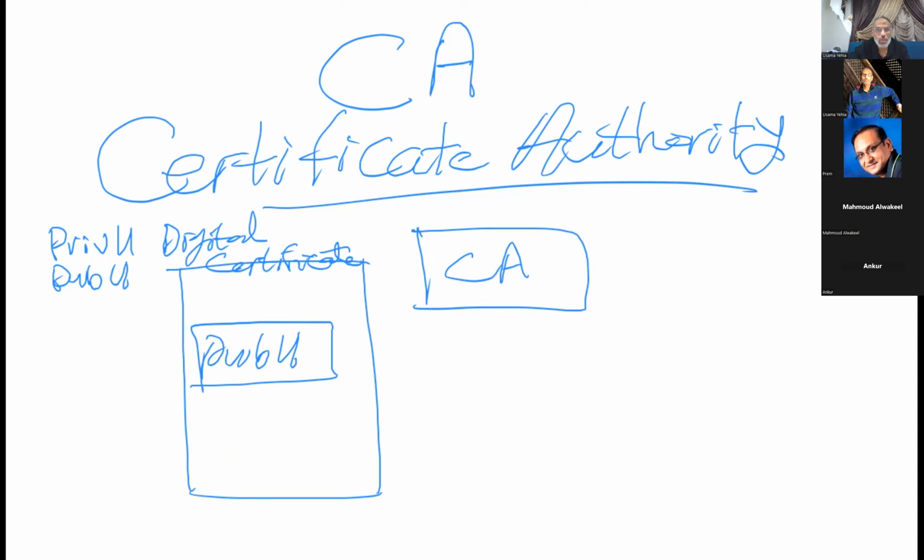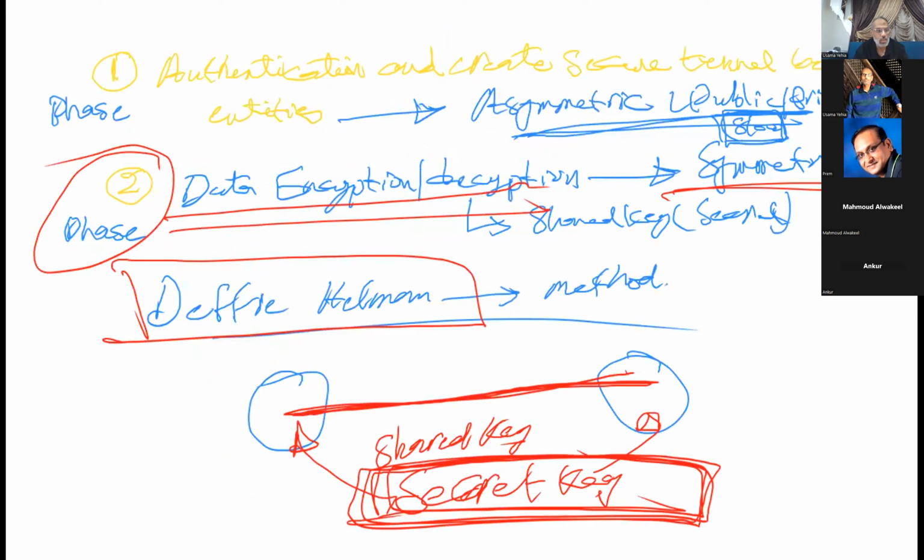You ask for the learning objective. Keys, we explained the keys. Secrets, we explained the secrets. Keys means the public key, private key, shared key. Secrets means the shared key or the secret key, which is created by the Diffie-Hellman, as we highlight in this slide.